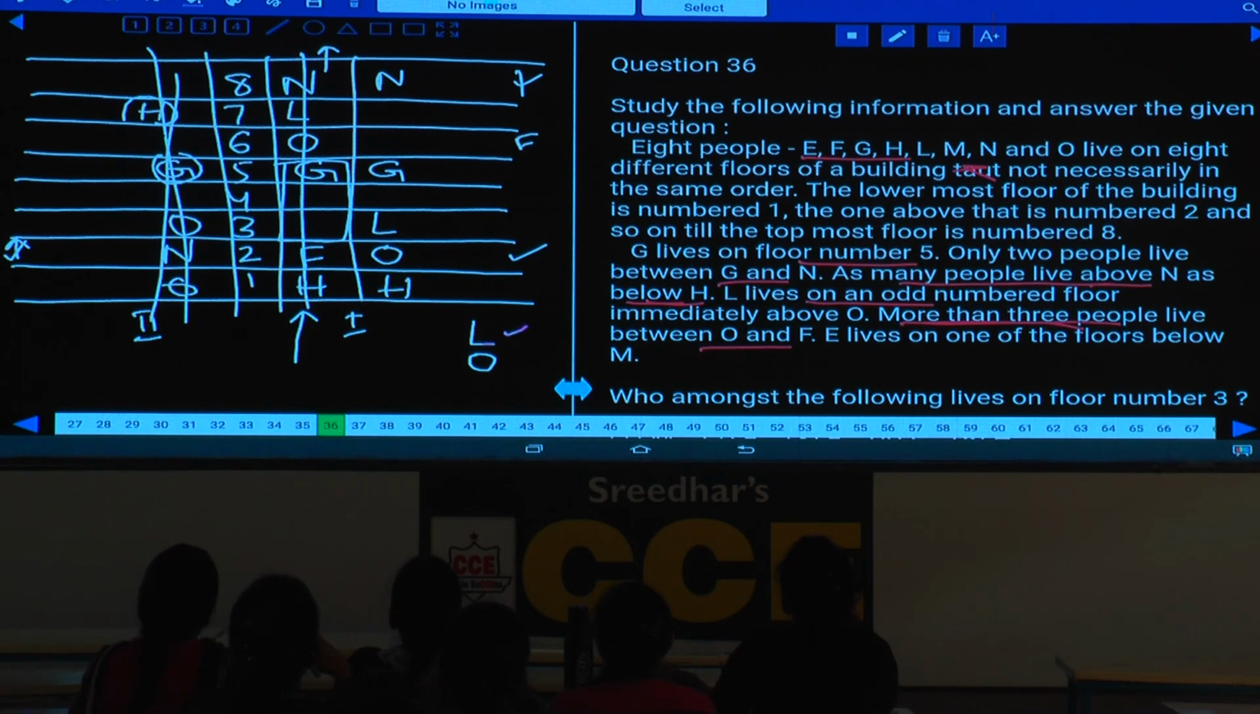If F is here, there are only 3 persons between O and F, which is not possible. Hence, the only possibility is that F must be on the 7th floor. Now, how many people are in between O and F? There are 4 people between O and F.